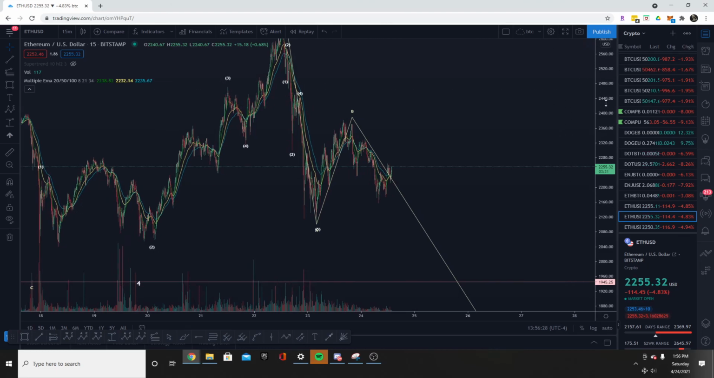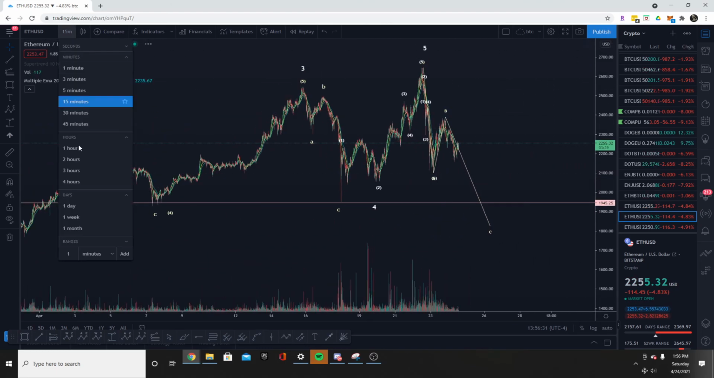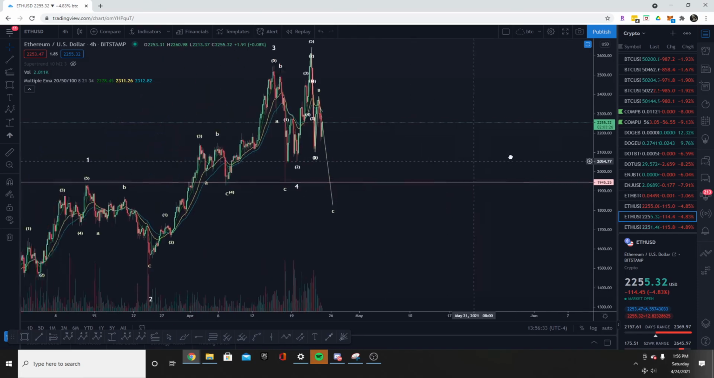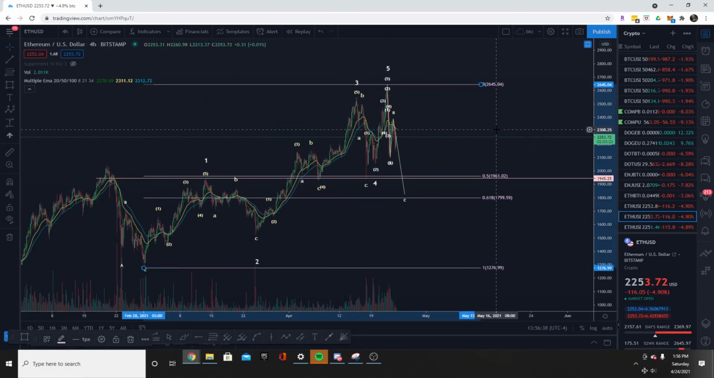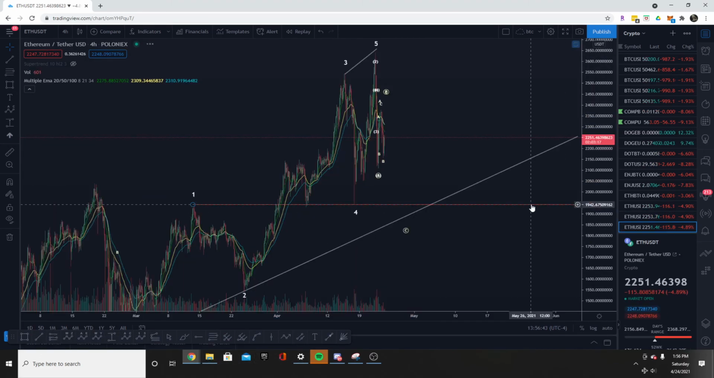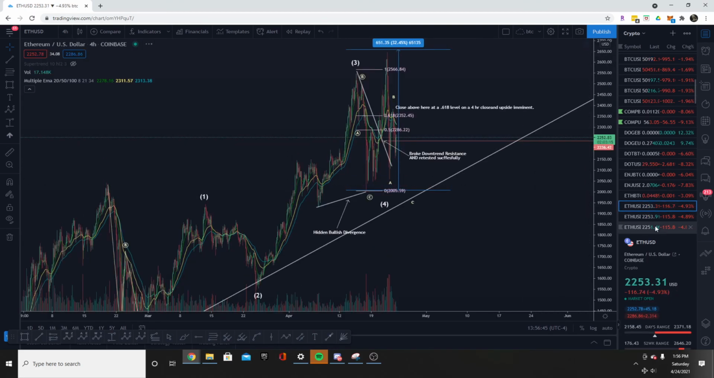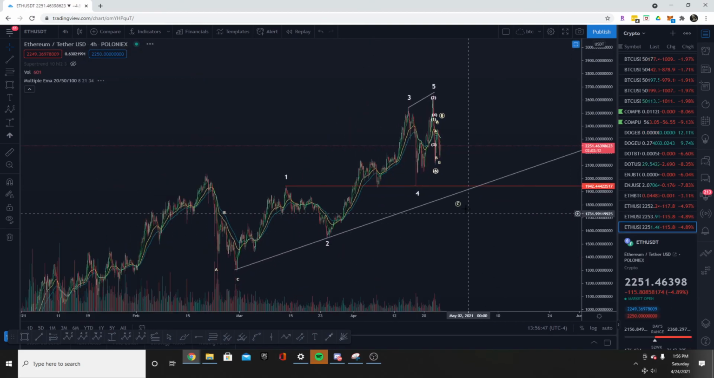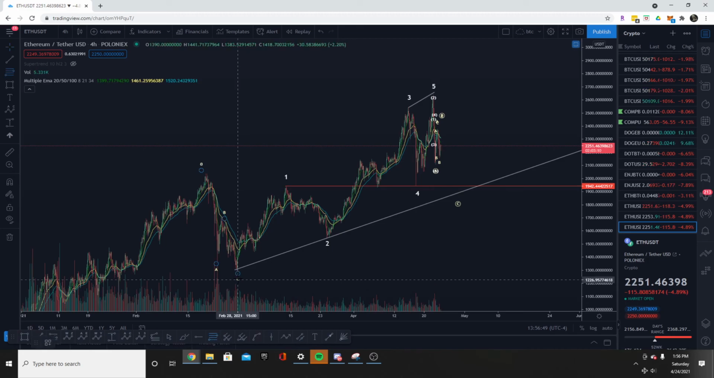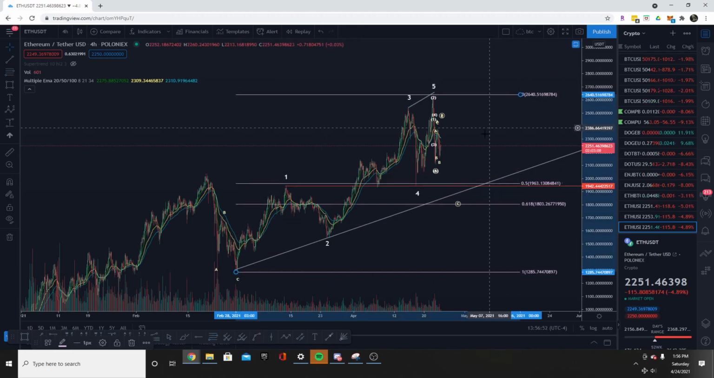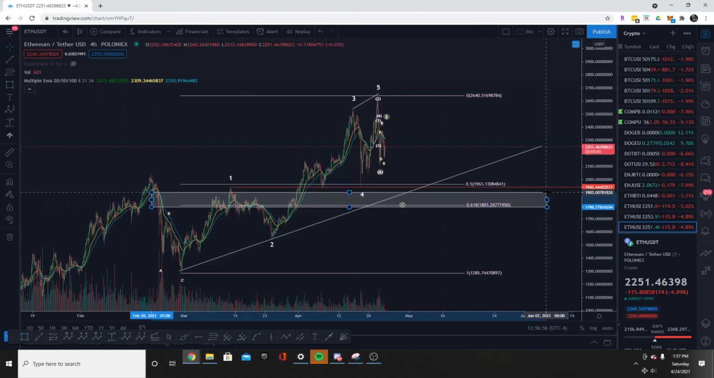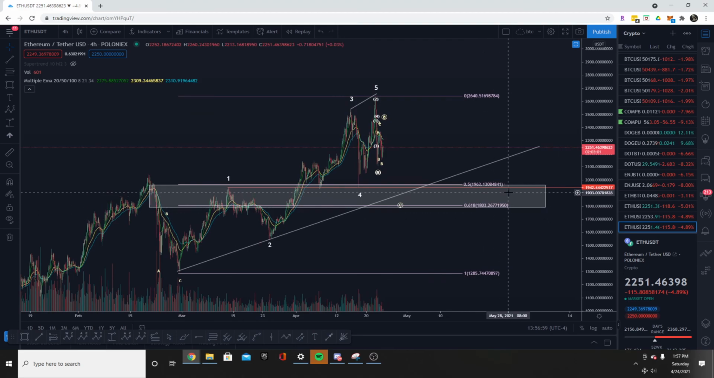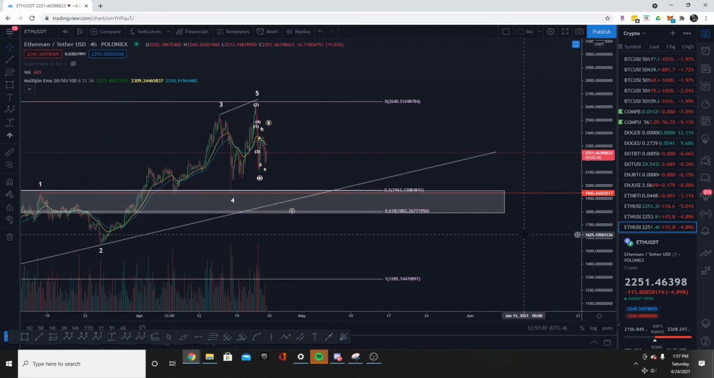And I'm expecting lower prices to like sub 2K. That would be a good area to long. So something like, somewhere around. Let me get a cleaner chart for you guys. Somewhere around the golden zone. Anything over here is a good place to long. Who knows? Who might get it, who might not get it.